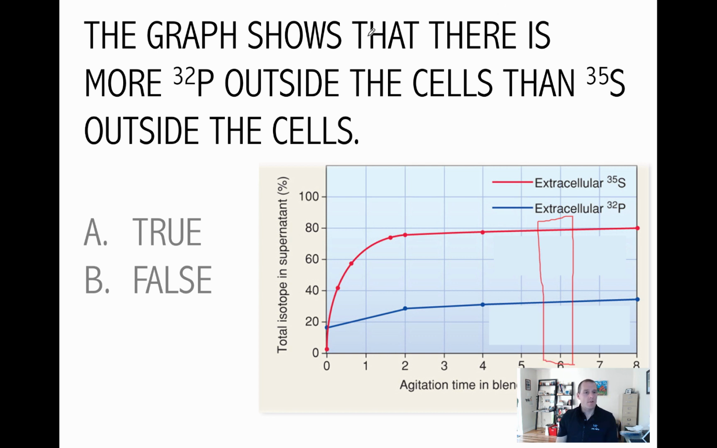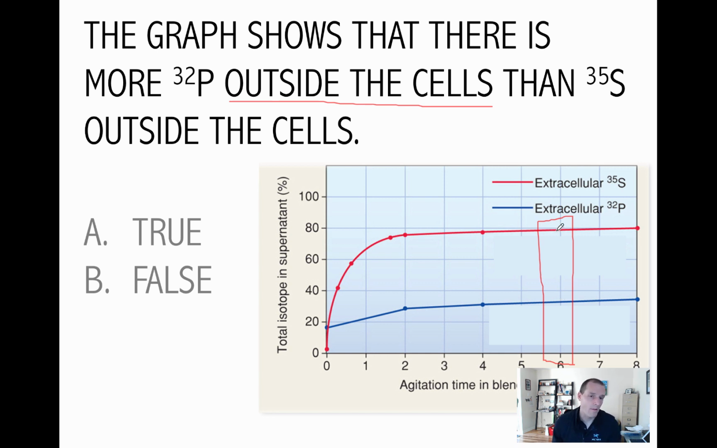The graph shows there is more 32P outside the cells. So the 32P is the blue line and the 35S is the red line. Now we're talking about outside the cells, so that is the supernatant. So our graph is telling us about what's outside the cells. So is there more 32P? Well, here's the blue line, and it's lower than the red line, which is 35S.